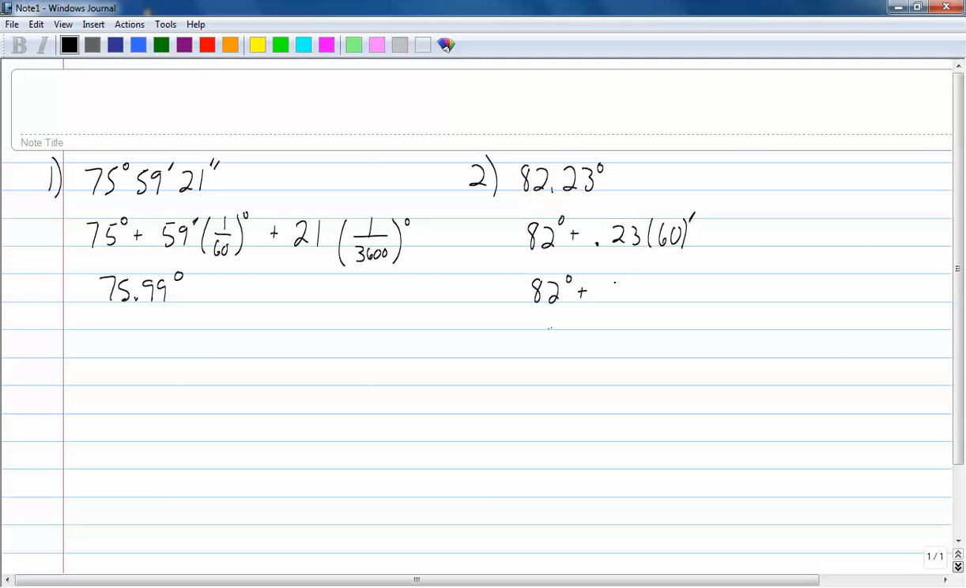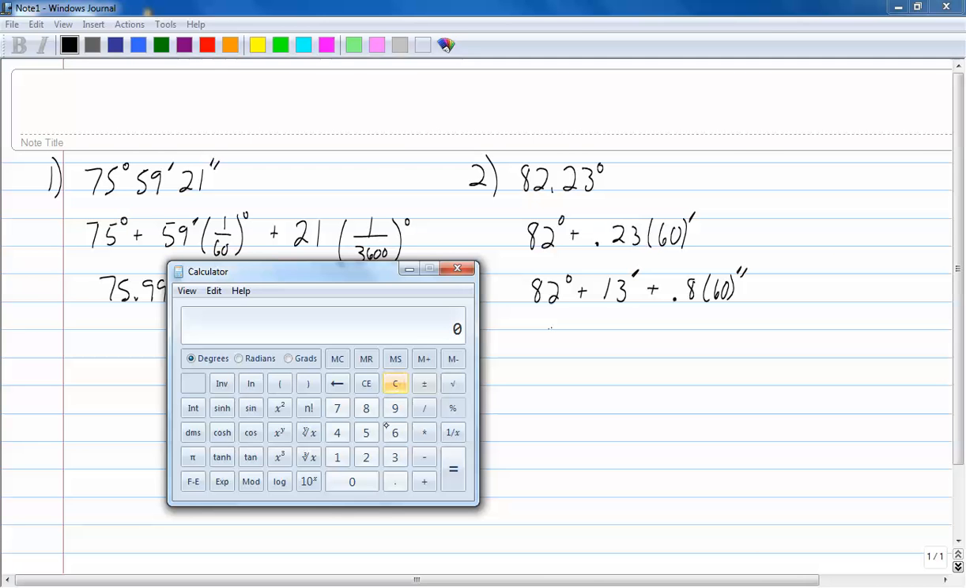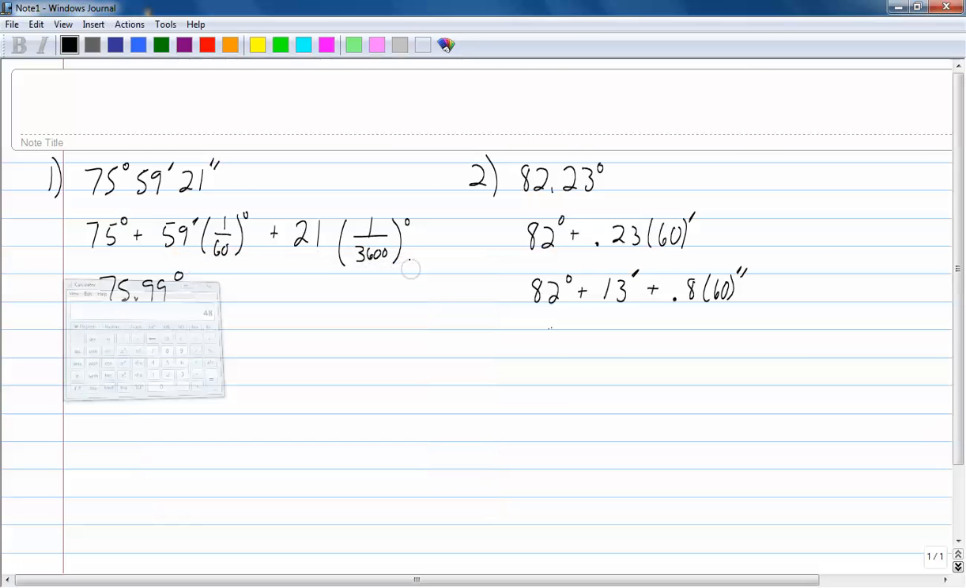82 degrees plus 13 minutes plus, we're going to change the 0.8 over to seconds, so it's 0.8 times 60 seconds, because that's 0.8 minutes, and there's 60 seconds in 1 minute, so you multiply by 60 seconds. That gives you 48, so that's 48 seconds. So it's going to be 82 degrees, 13 minutes, 48 seconds.